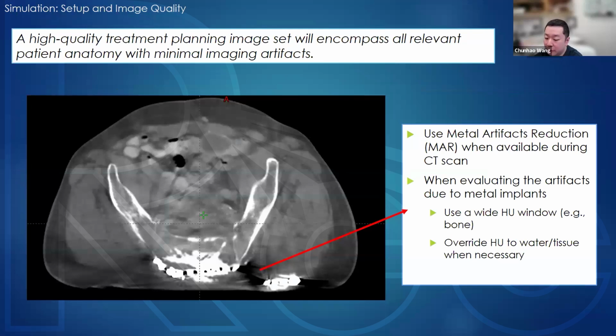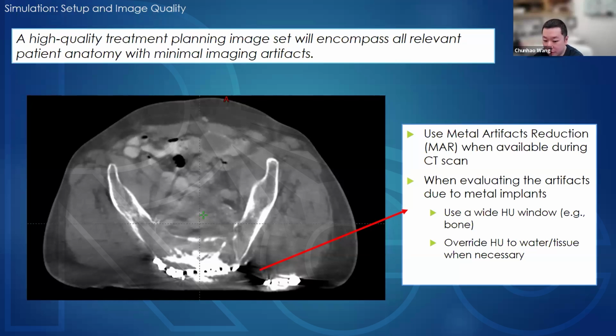For this patient, we identified that the patient has a metal implant in the sacrum. If we know this information at simulation, we have to use the metal artifact reduction scan whenever possible. When evaluating artifacts from the metal implant, we want to make sure we are using a wide HU window, mainly the bone window, to evaluate the true extent of the metal itself and the artifact.